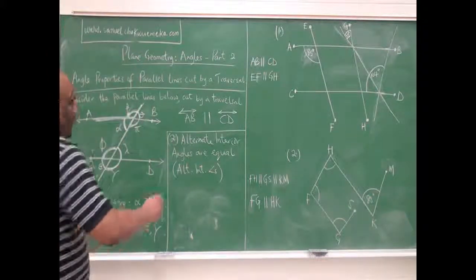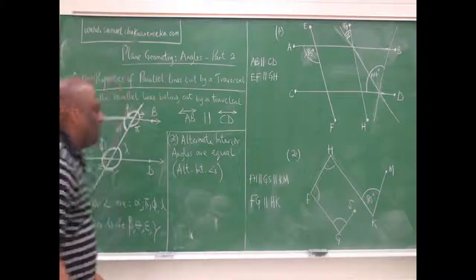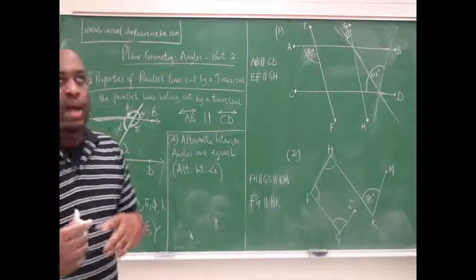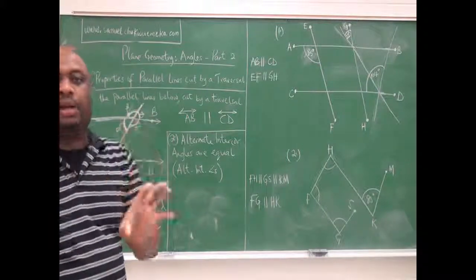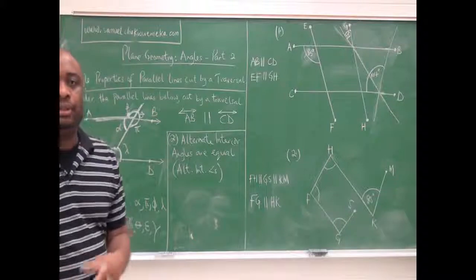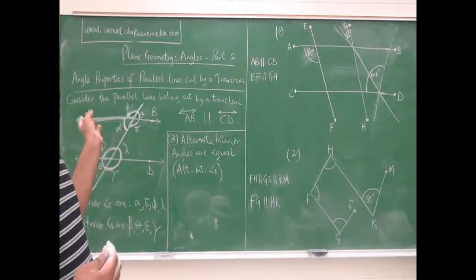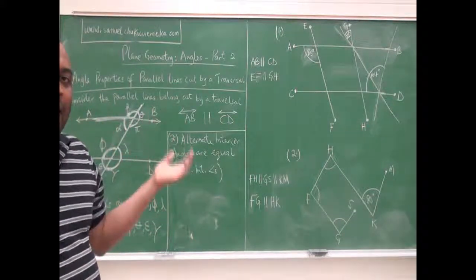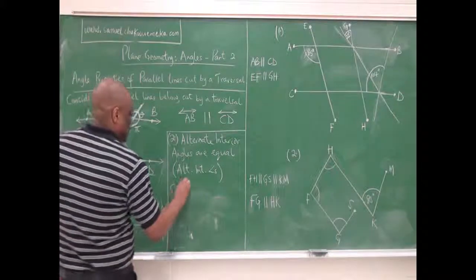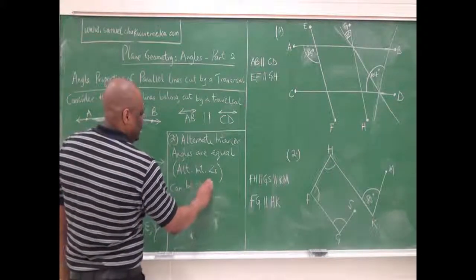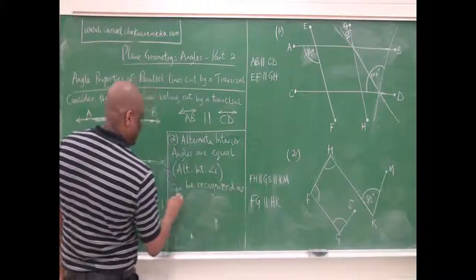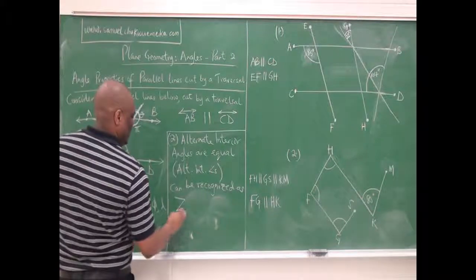So now, that's geometry. When we talk about alternate interior angles, we are talking of interior angles, not exterior angles. So we are looking at interior angles. Now these interior angles lie on the opposite side of the traversal. They can be recognized as Z angles. They can be recognized as Z angles.